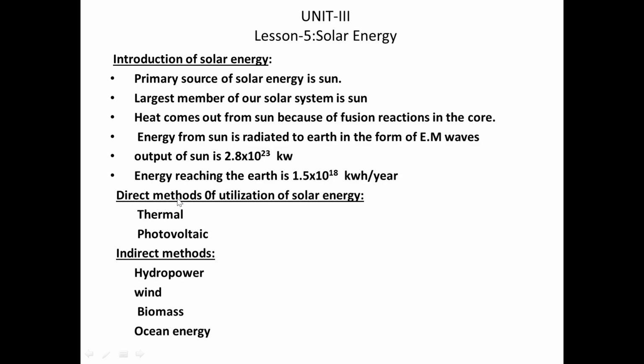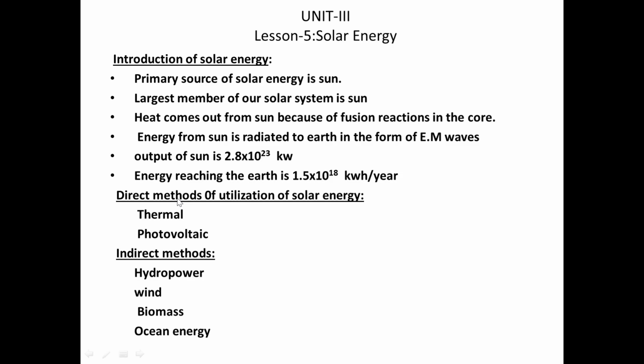Then, how can we utilize solar energy? There are two methods, namely direct methods and indirect methods. In the direct methods, there are two processes, namely thermal and photovoltaic. In the thermal method, we collect the radiant heat from the sun and use it in a thermal system. That is why it is called a solar thermal system.